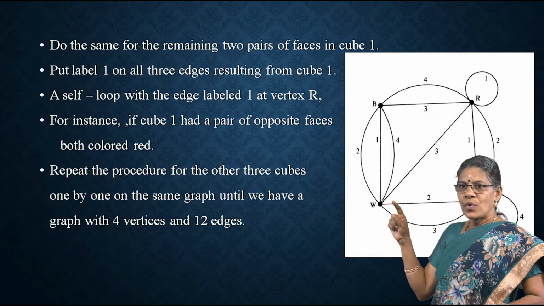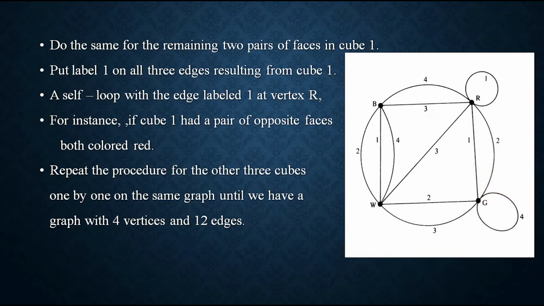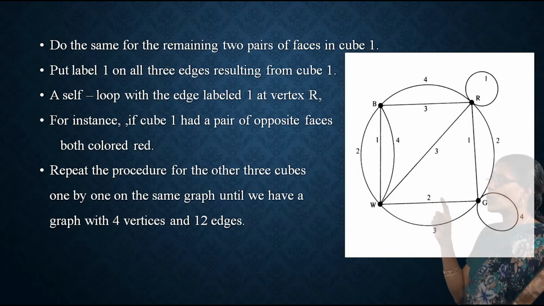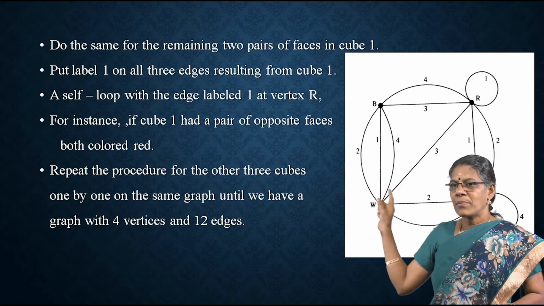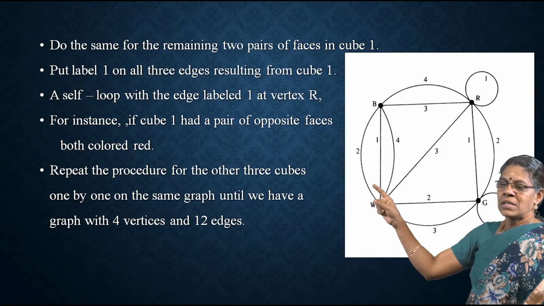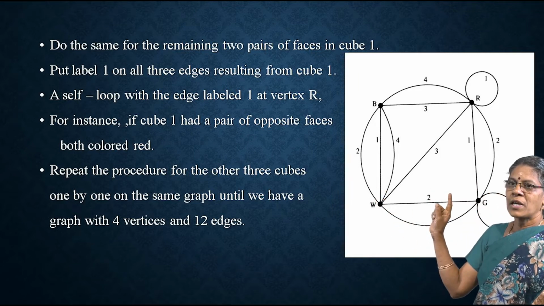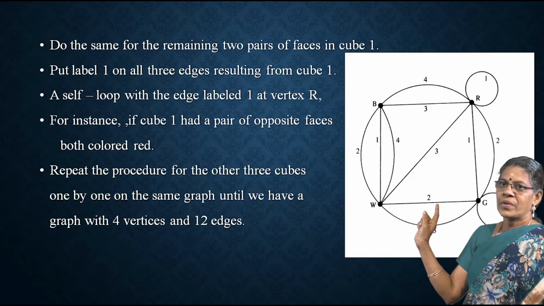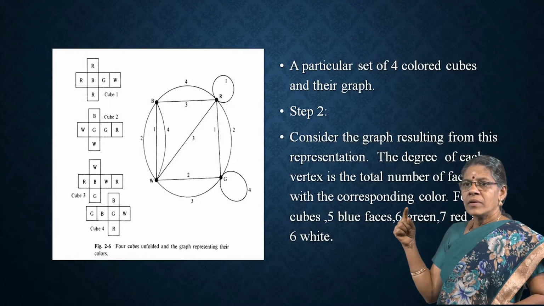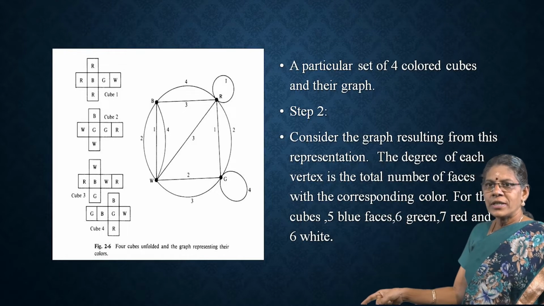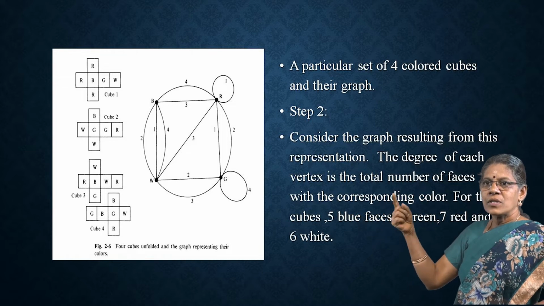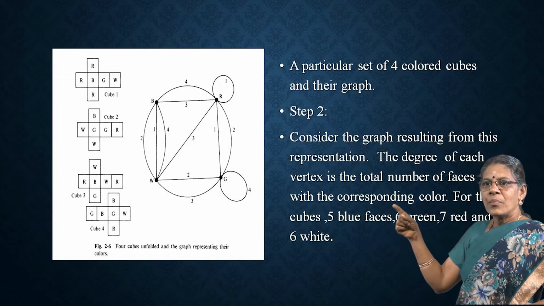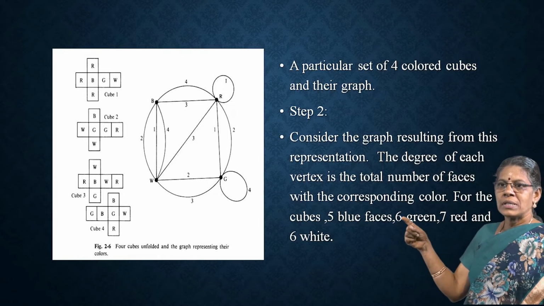Repeat the procedure for the other 3 cubes one by one on the same graph until we have a graph with 4 vertices and 12 edges. See the graph, after the final steps we get the graph like this. Okay. Next, the 4 cubes are presented together and the corresponding graph is given at the side. So we can arrange the 24 sides.